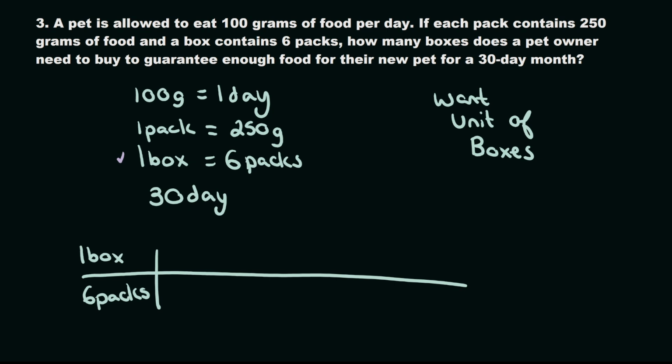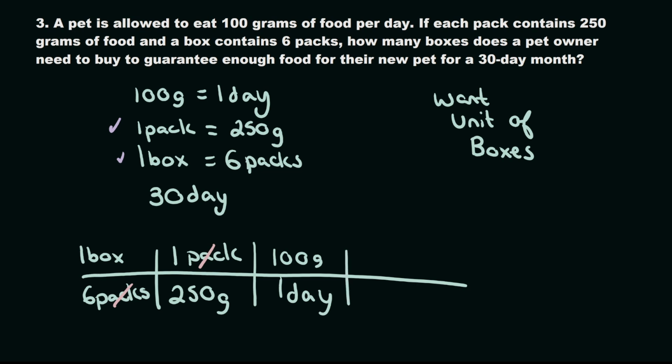But now we want to cancel out packs. And the other conversion factor that contains packs is the second one, where 1 pack is equal to 250 grams. And now packs will cancel out, and so we're left with box per gram. Now, if we continue further, the only other conversion factor for grams is the first one, where we say there's 100 grams for 1 day. And now our grams cancel out.